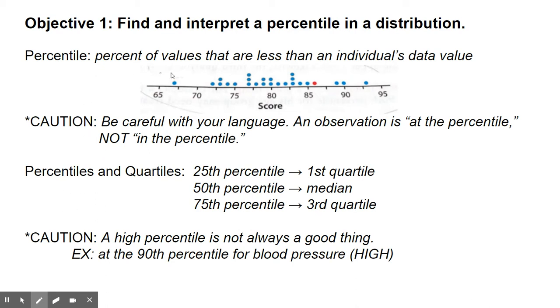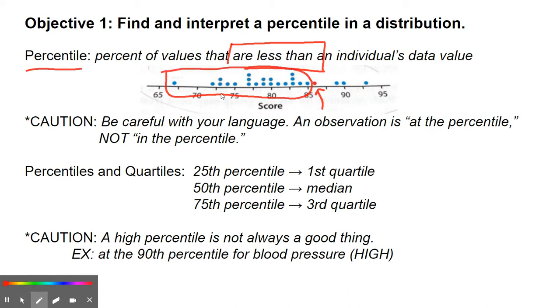A percentile is the percent of values that are less than an individual's data value. That are less than. All right, very important there. In this dot plot, if this red score was my score, then I scored higher than all of these other dots. So that group of dots is the set that I would use to find my percentile. Notice I did not include my red dot. My value is not included. It is strictly all of those less than my value.